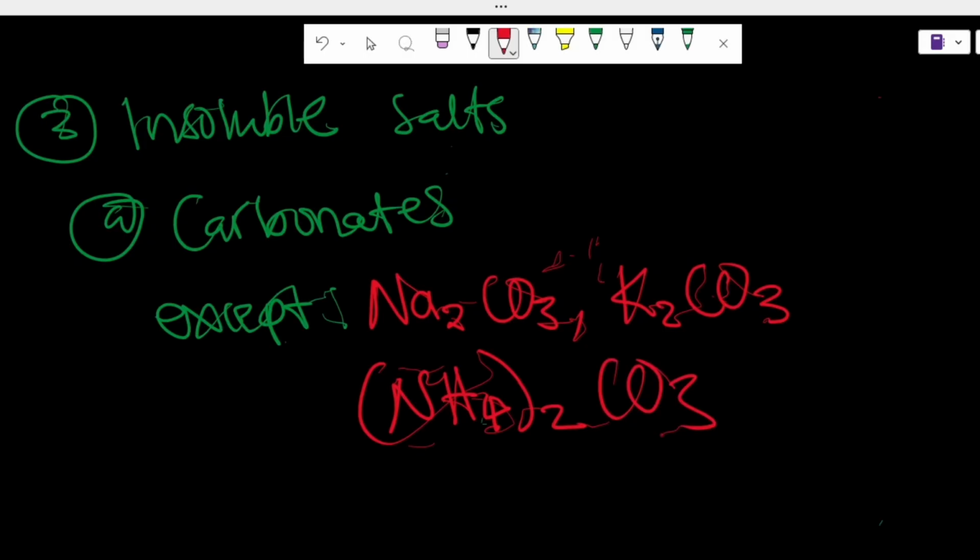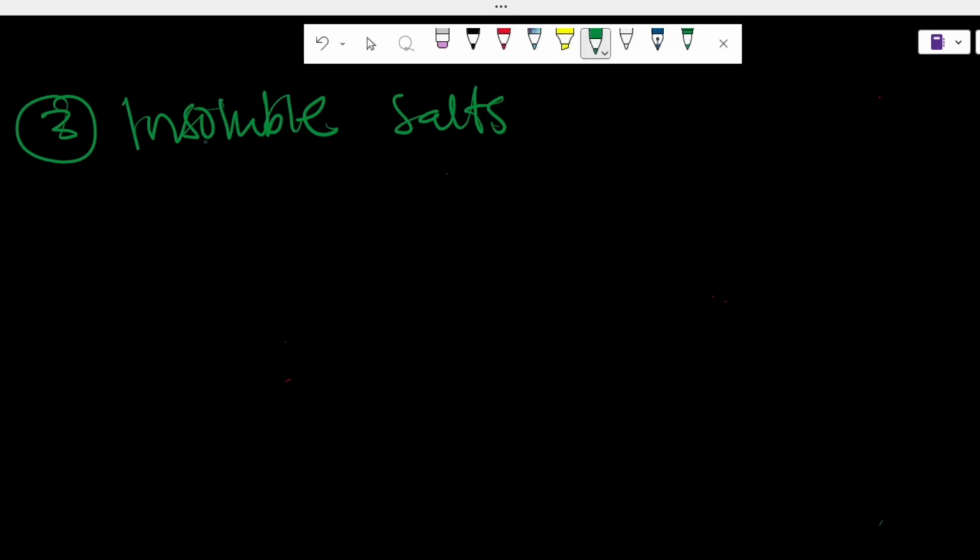All these salts are actually soluble. So they are soluble, but all other carbonates are actually insoluble. So with the exception of these three, for the most part, all other carbonates are actually insoluble. Now, the same is true for hydroxides.